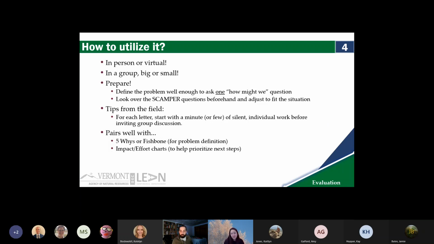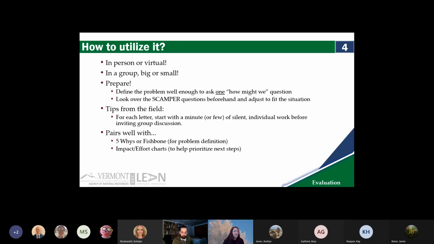Definitely, this one requires a little bit of preparation. You have one how might we question to brainstorm around. And sometimes you don't necessarily know exactly what that how might we question is when you start. So you may need to do a little bit of legwork at the beginning to make sure you have consensus on that how might we question, so that everybody's on the same page for the brainstorming.